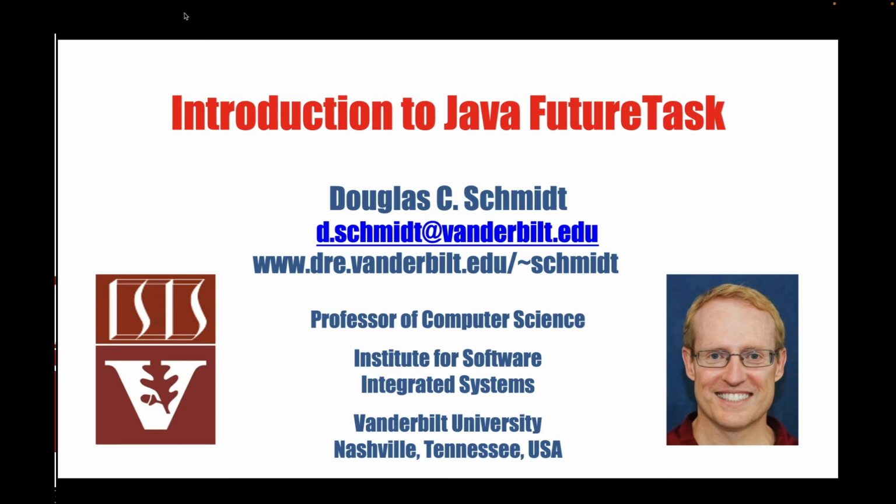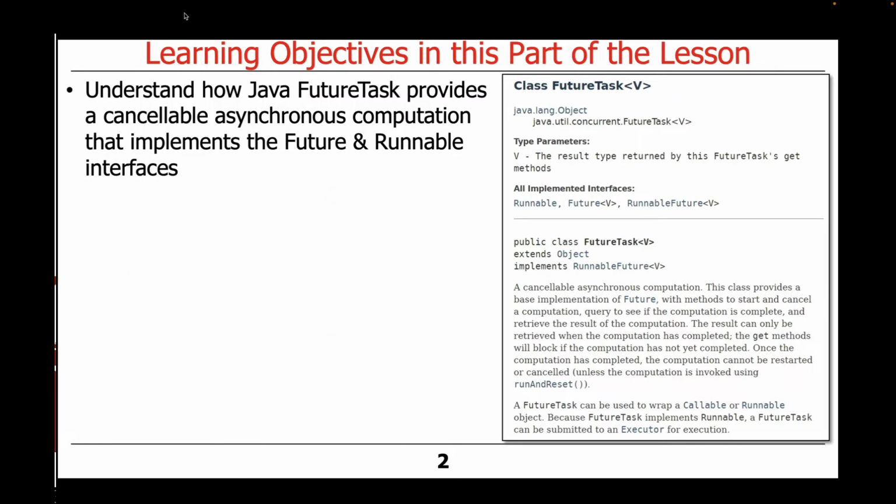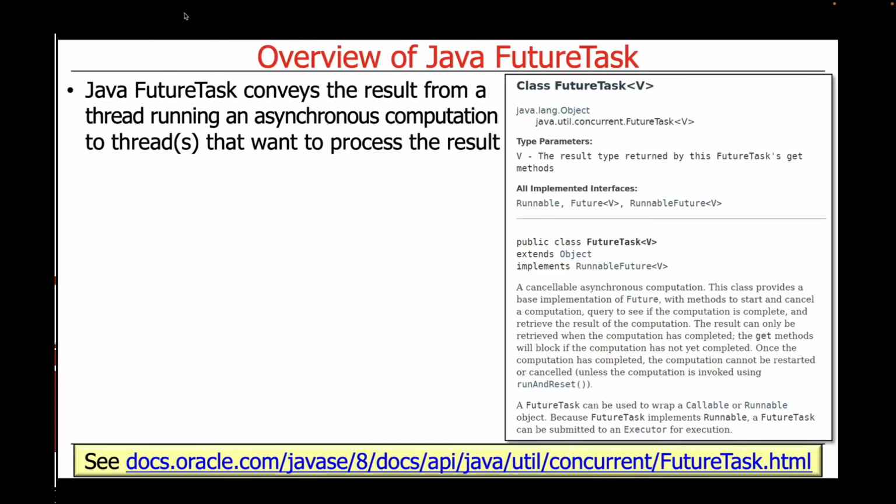We're now going to continue with our discussion of other concurrency-related classes and frameworks in Java. And we're going to talk about something called the Java FutureTask. And you'll get a chance here to learn how FutureTask provides a cancelable asynchronous computation that implements the Future and Runnable interfaces.